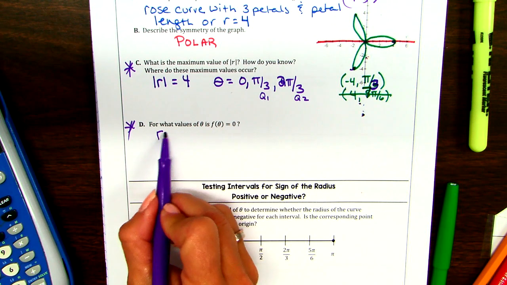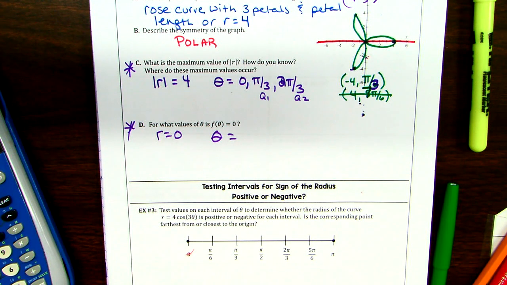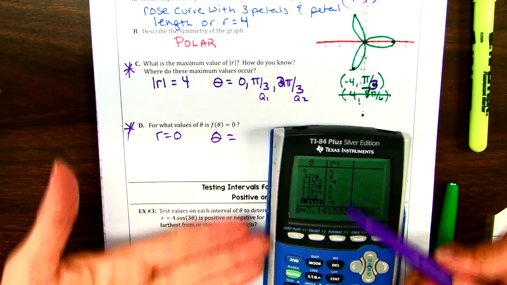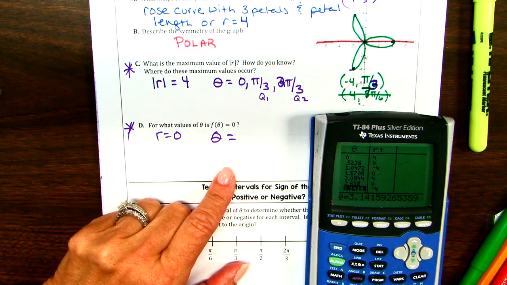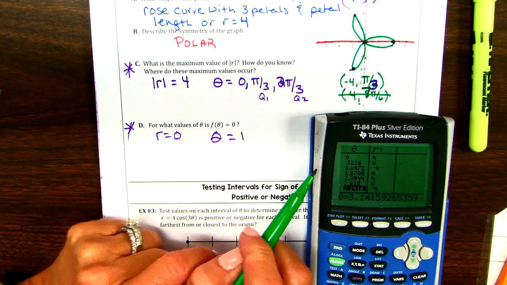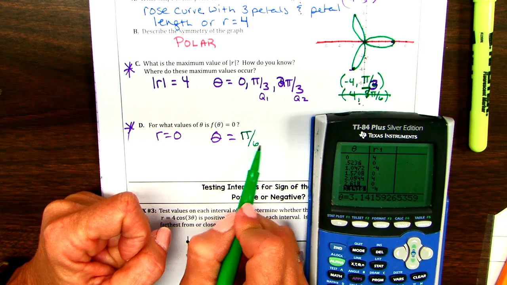And then this is, where is R equals 0? Where are the thetas where R is 0? On the interval only that we're talking about. It's pretty simple if you're using a calculator. You just need to be able to name these angles better than me. So 0, then pi over 6 has a 0 at it.